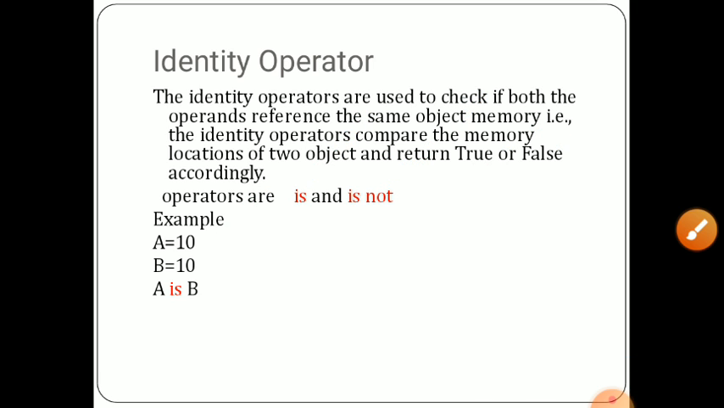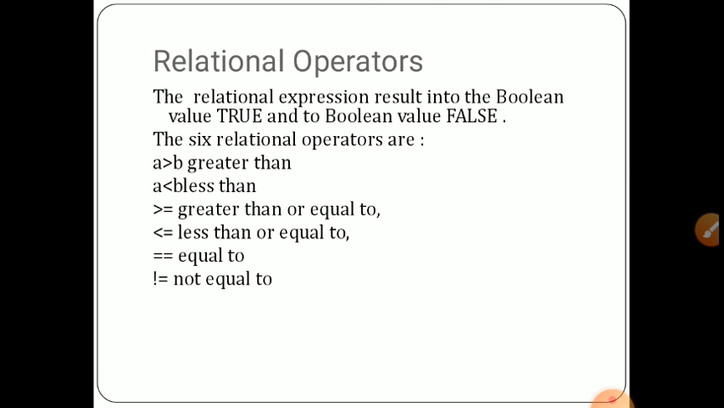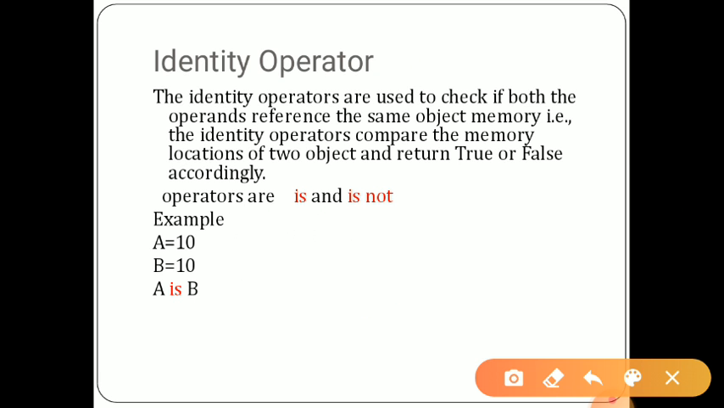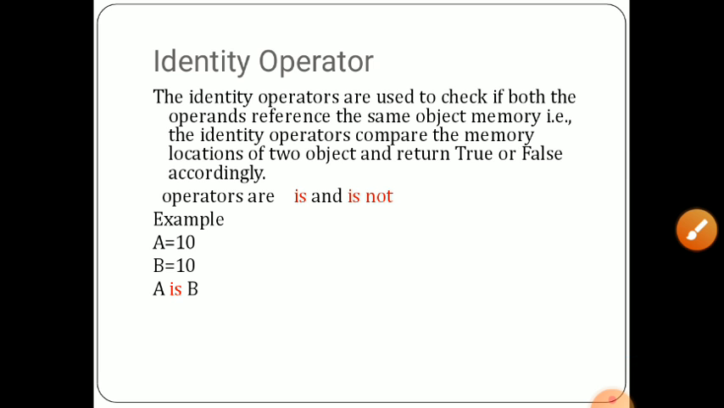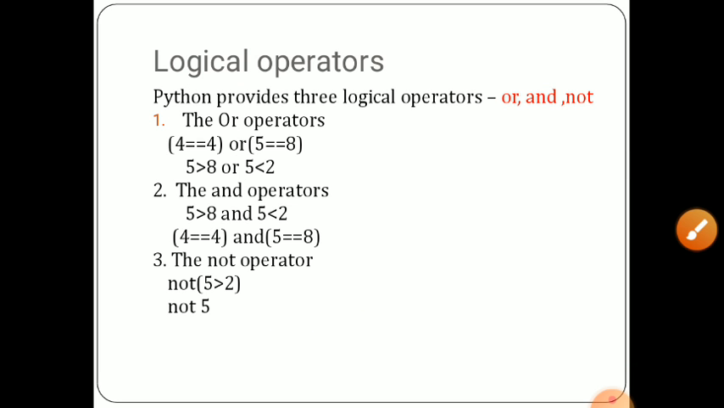If I give a different value, it will return false. In the is not case, the working is different. Suppose A equal to 10 and B equal to 10, and I am using A is not B. So what will the answer be? False.